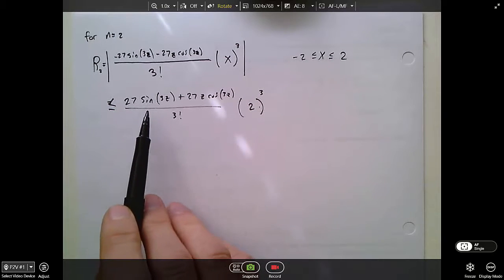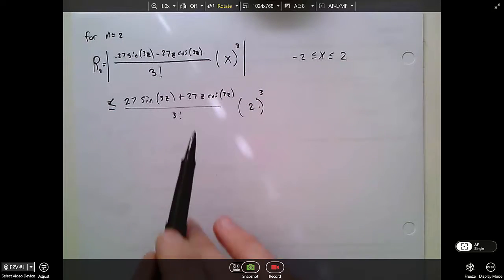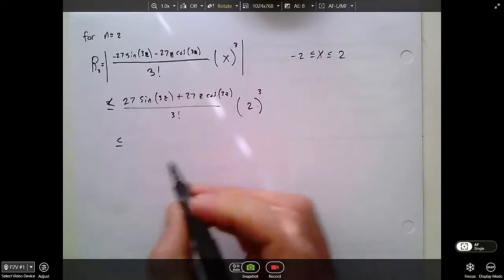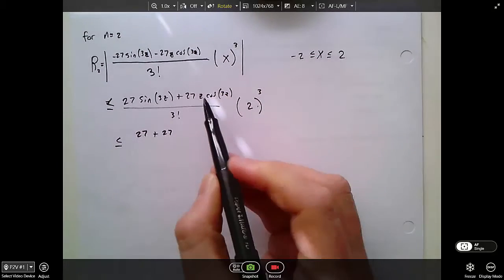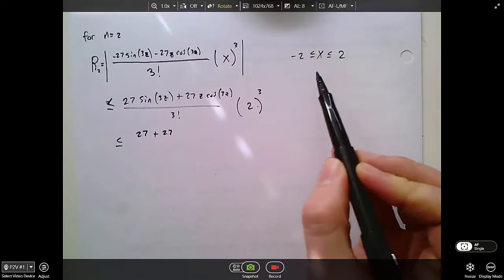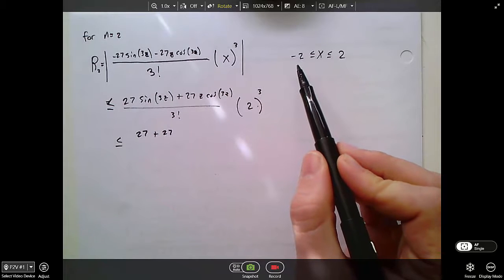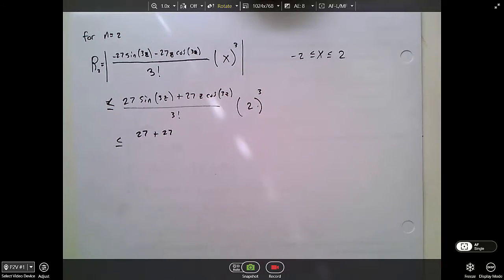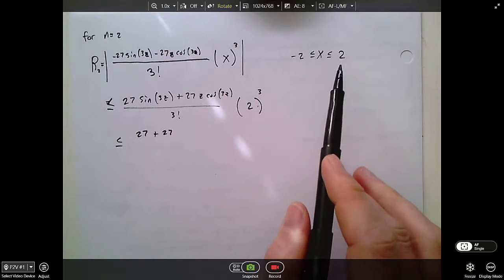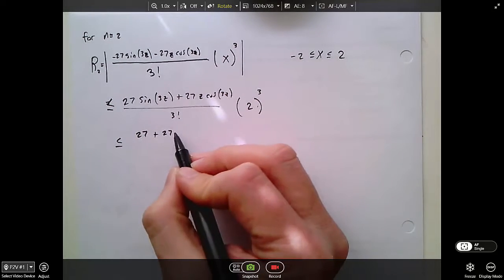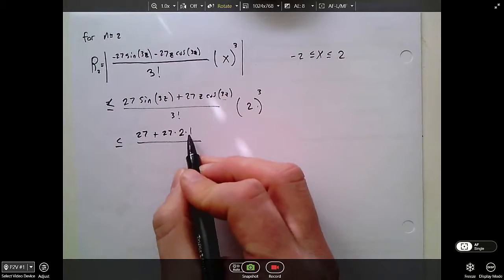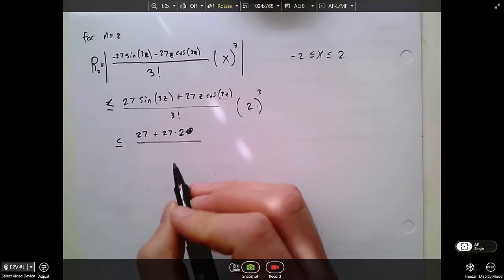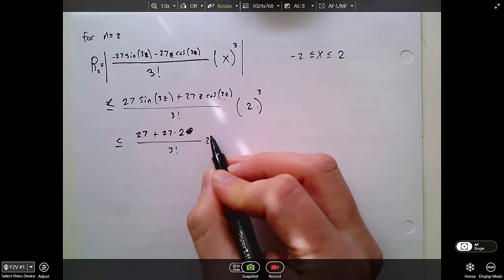So it seems like the largest value the sine and the cosine can be is 1. So this will become 27 plus 27 times z. So z is anywhere in the range from the center, which is 0, up to our x value. So our x value could be as large as 2, so that means z could also be as large as 2. So times 2 times 1, so that's becoming 1 here, over 3 factorial times 2 cubed.